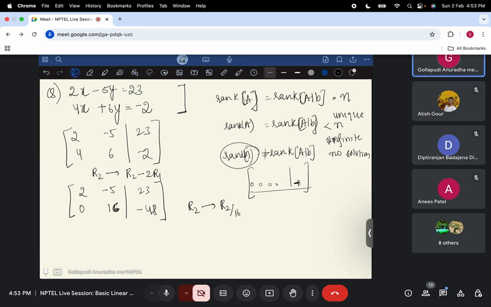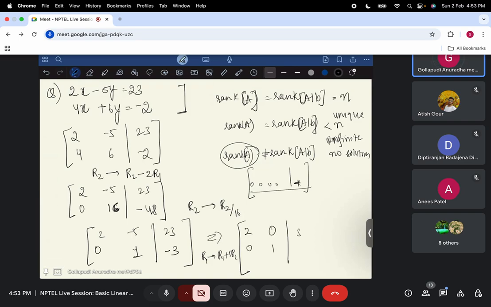If I'm doing R2 by 16, then I'm getting this. Further, if I'm making it R1 goes to R1 plus 5 into R2, and then I divide R1 by 2, I'll be getting 4 and minus 3 as the answer.